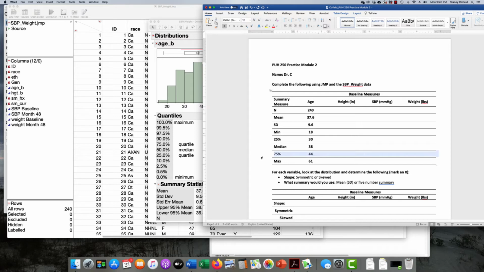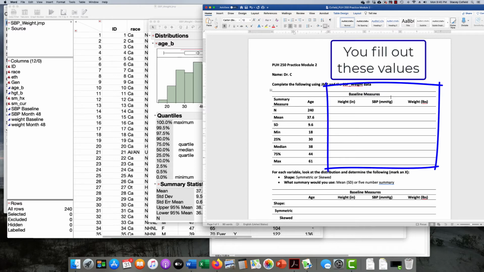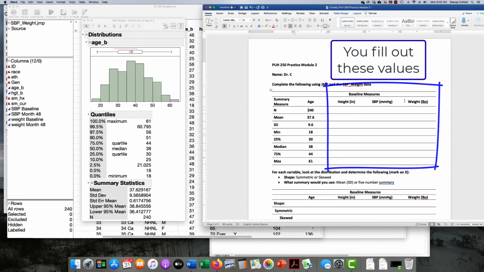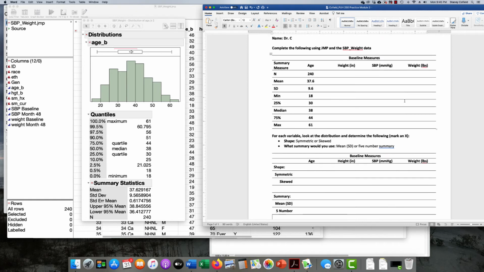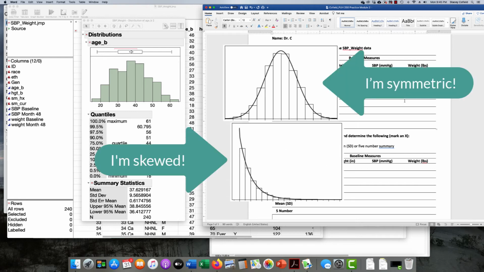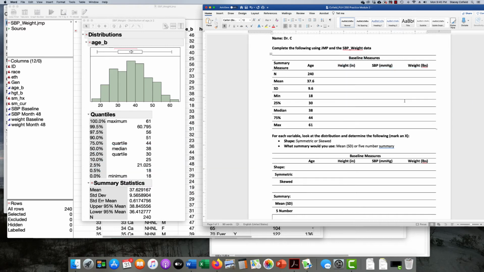So we now have our measures of spread. So we have our measures of central tendency and our measures of spread. You'll go on to complete height, systolic blood pressure, and weight for all of these values, and then move on to the second part of the Practice 2 worksheet. This is where you need to evaluate the shape of the distribution. And from that, I want you to determine if you think that the data is symmetric or skewed, and then what summary measure would you use? Would you use the mean and SD or the 5-number summary?